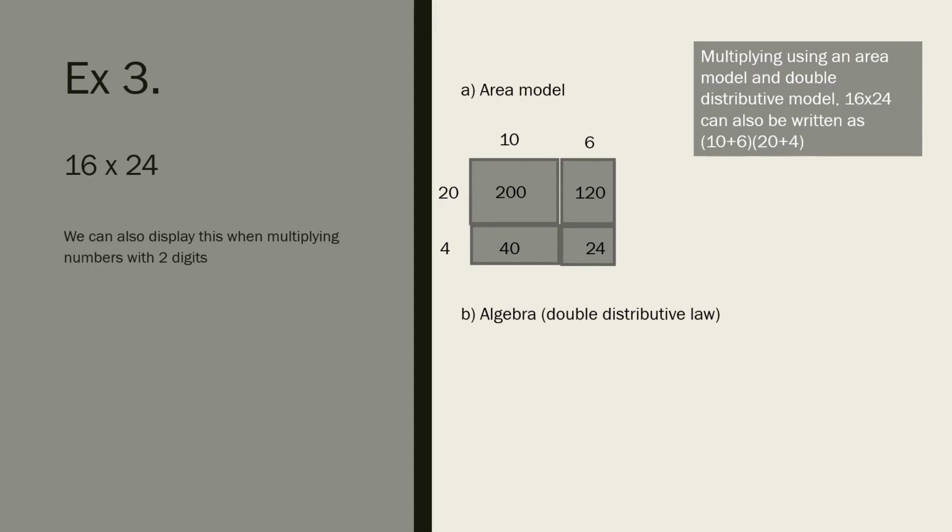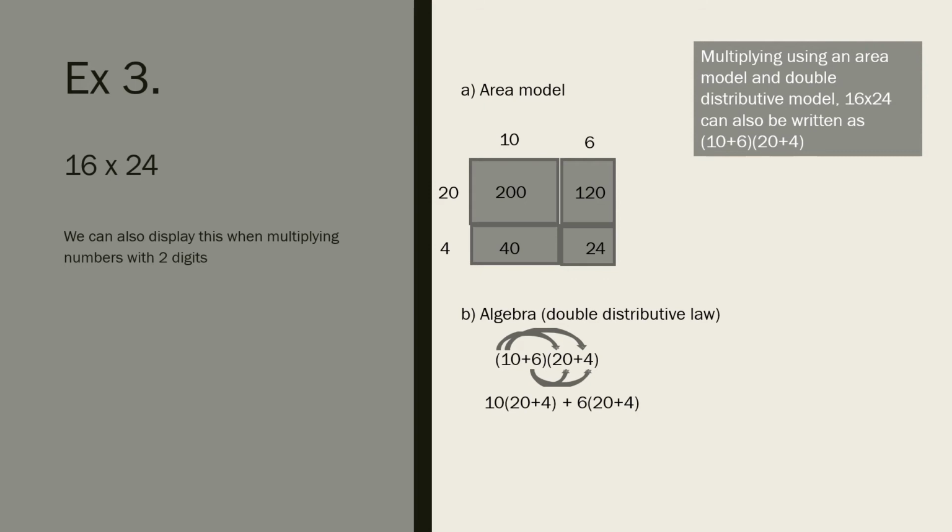Secondly, we can use the algebra model using the double distributive law. We take the first term and multiply it by the second bracket, and take the second term and multiply it by the second bracket. We can rewrite the formula as 10 times 20 plus 4 plus 6 times 20 plus 4.